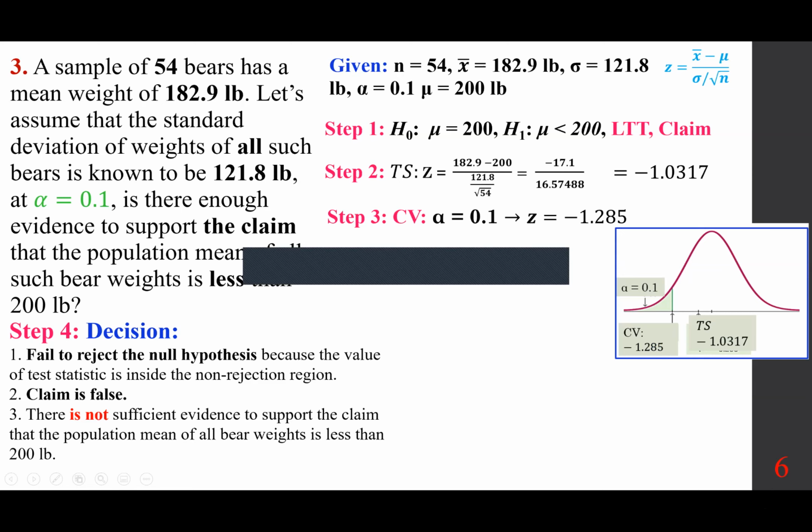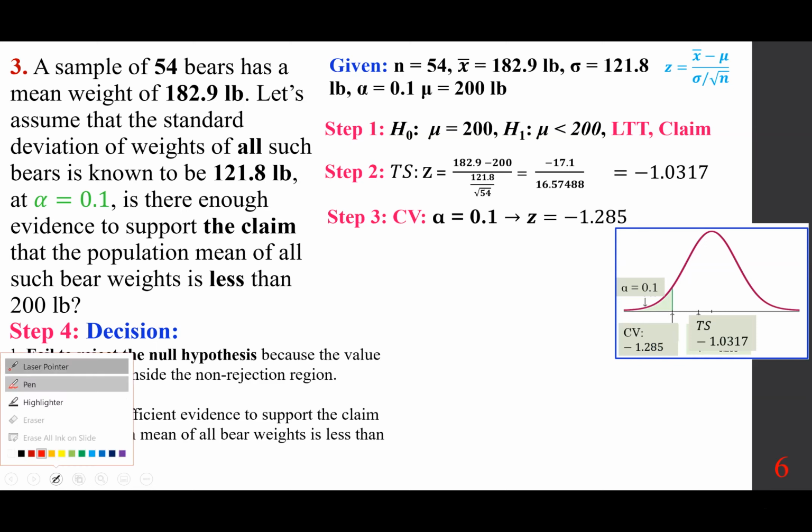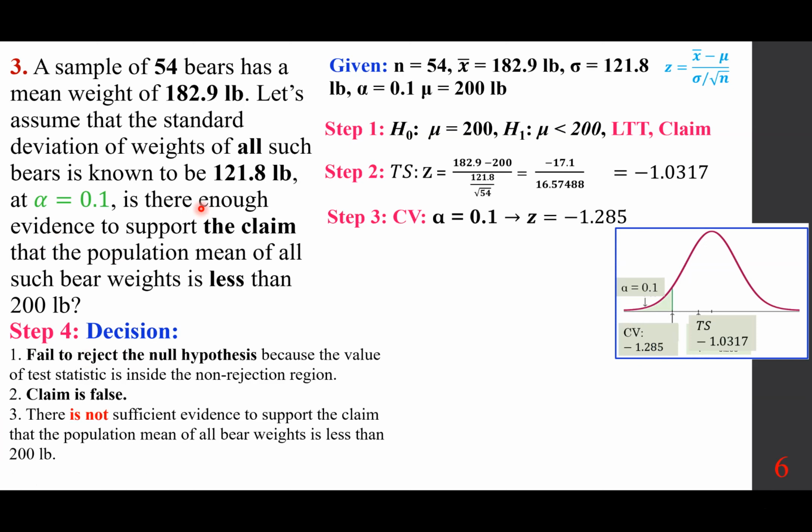All right, so again, the wording just comes from the sentence right here. There's not sufficient evidence to support the claim that the population mean of all birth rates is less than 200 pounds. We are done. I want to show you the p-value as well as the technology.